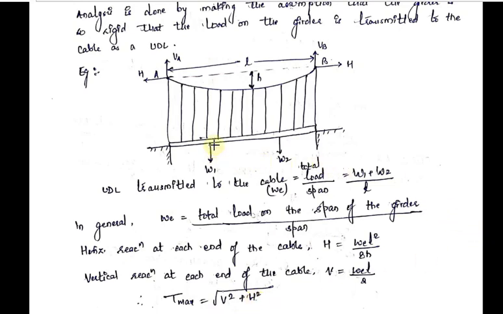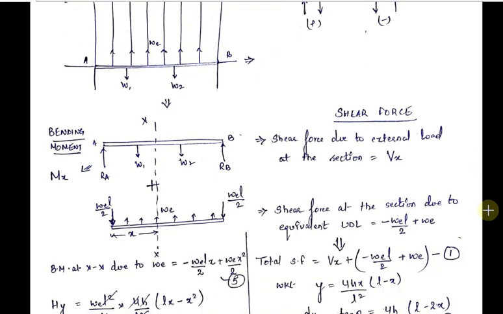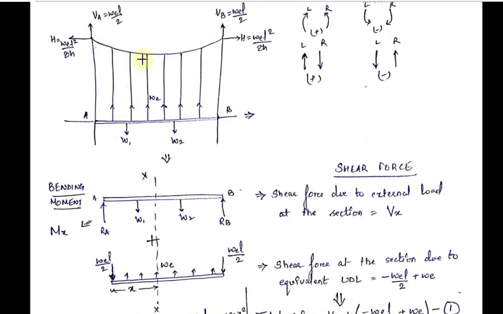Now let us see how we find the equation of the bending moment and shear force at any section in a two-hinged stiffening girder. So let's come to this diagram. This is your suspension cable, these are your towers, and these are your suspenders. This is your two-hinged stiffening girder. These are the loads acting on the two-hinged stiffening girder. Now we studied that whatever the load is, it is transferred to the cable as a UDL. So suppose this is the equivalent UDL. These are the vertical and horizontal reactions which we already studied.